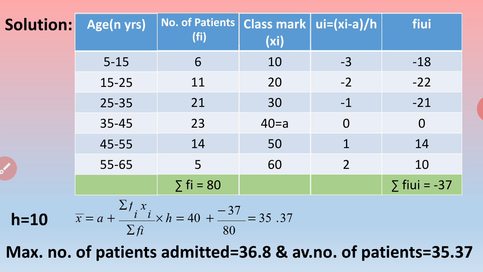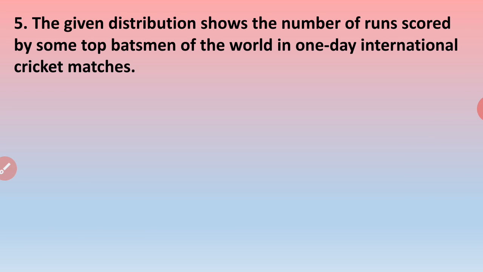35.37. So here the maximum number of patients comes for the modal class. The maximum number of patients admitted is at the age 36.8, and the average age found is 35.37, because average is nothing but mean. With this, we'll take one more example.